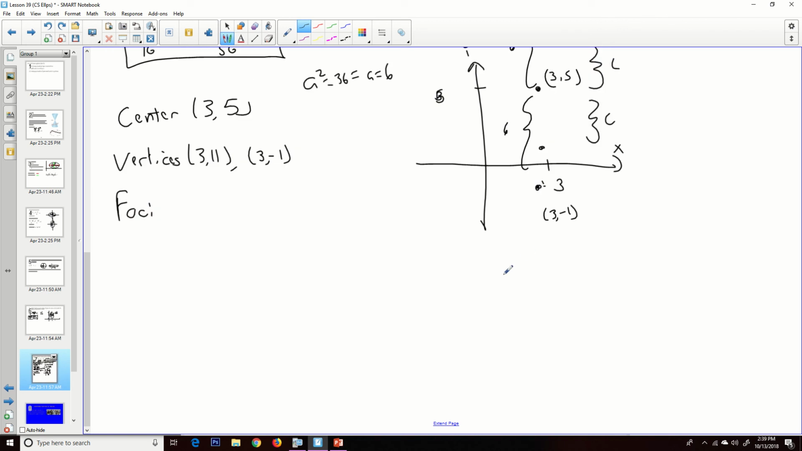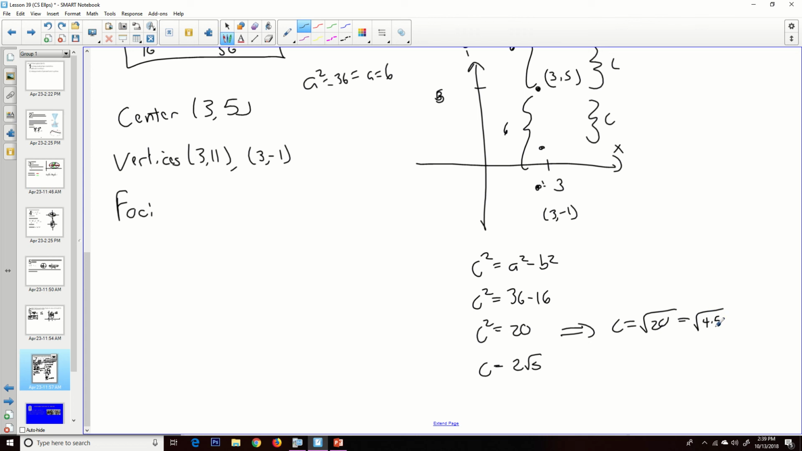So let's add some space. c squared equals a squared minus b squared. So c squared equals 36 minus 16. That means c squared is equal to, not 40, 36 minus 16 is 20. So c equals the square root of 20, which would be 2 square root of 5. Because c equal to square root of 20 would be square root of 4 times 5, which would be 2 square root of 5, which is what I have there.